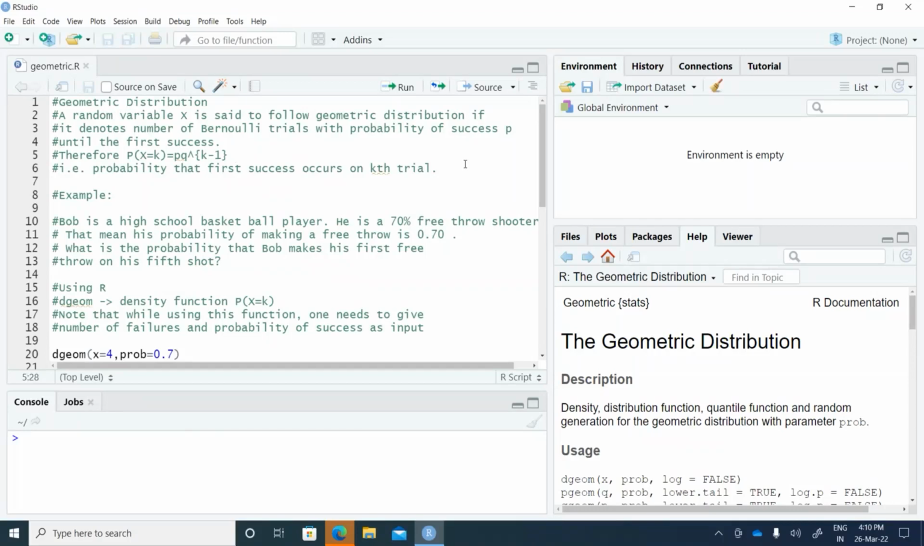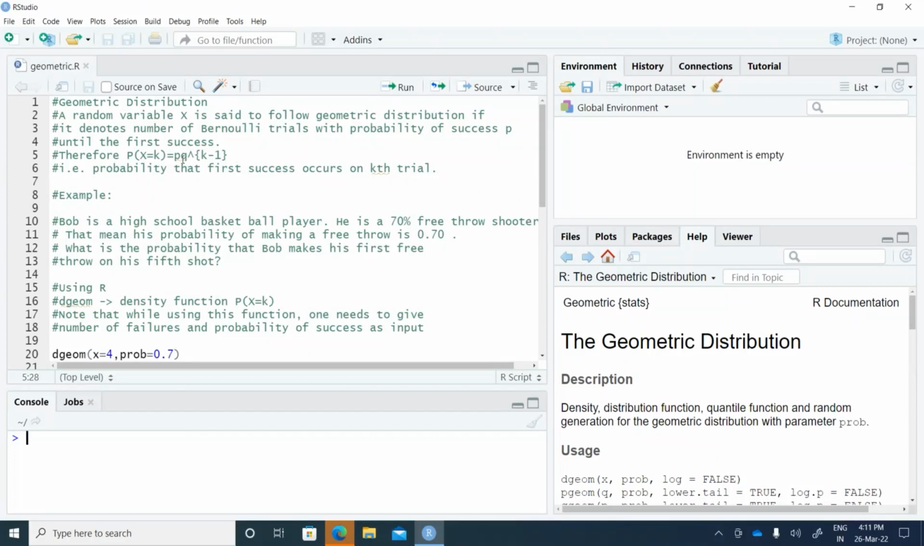Okay, so probability of x equal to k means what? Probability of x equal to k means the probability that the first success occurs on the kth trial. So the distribution function is p into q raised to k minus 1. That is all about geometric distribution. Let us directly go towards the example, and then we will see how we can deal with this geometric distribution in R. So let us check out this example.